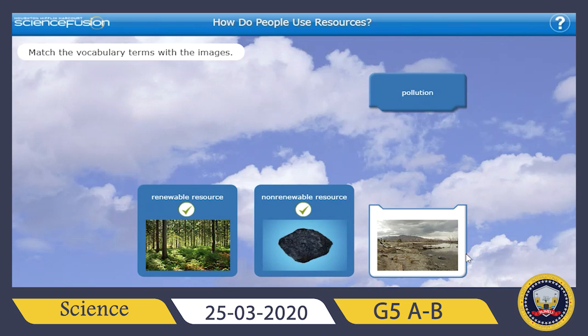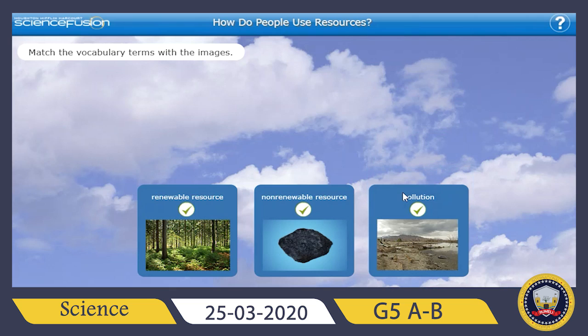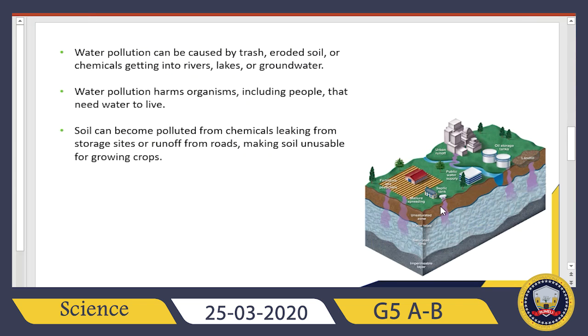And this picture here, if you can see closer, it is clearly showing some water pollution. Simple. You know what a renewable resource is, what non-renewable resources are, and what pollution is. I also want to show you another type of pollution, which is soil pollution. It can be polluted from chemicals leaking from a storage site, or runoff from the roads, or with the fertilizers and pesticides, or the landfills where we are putting the garbage, or the oil storage tanks.